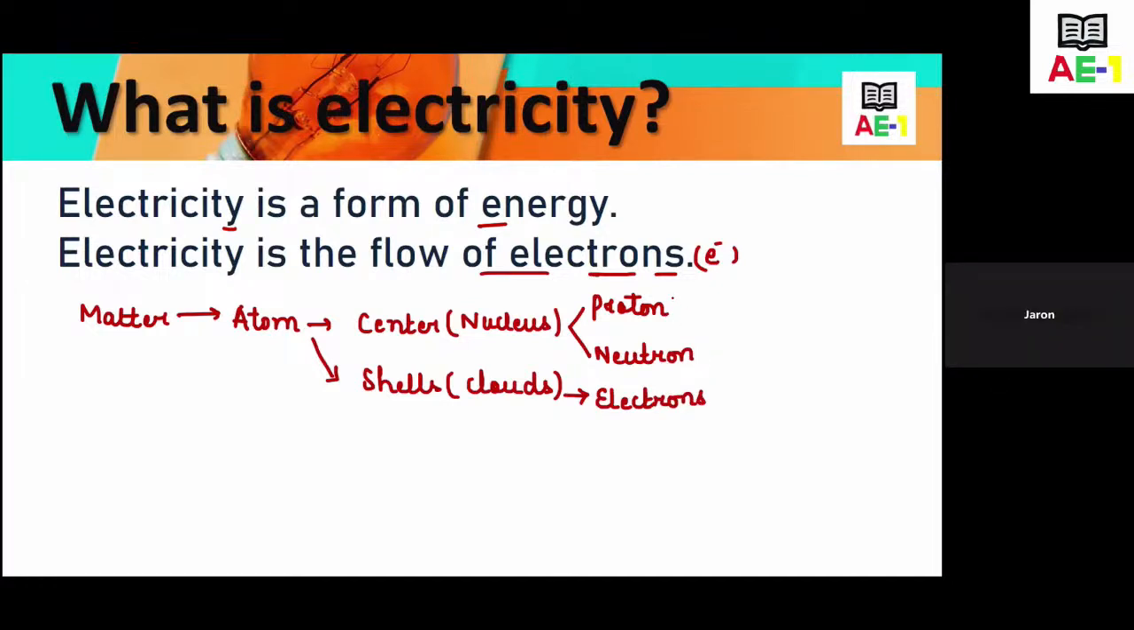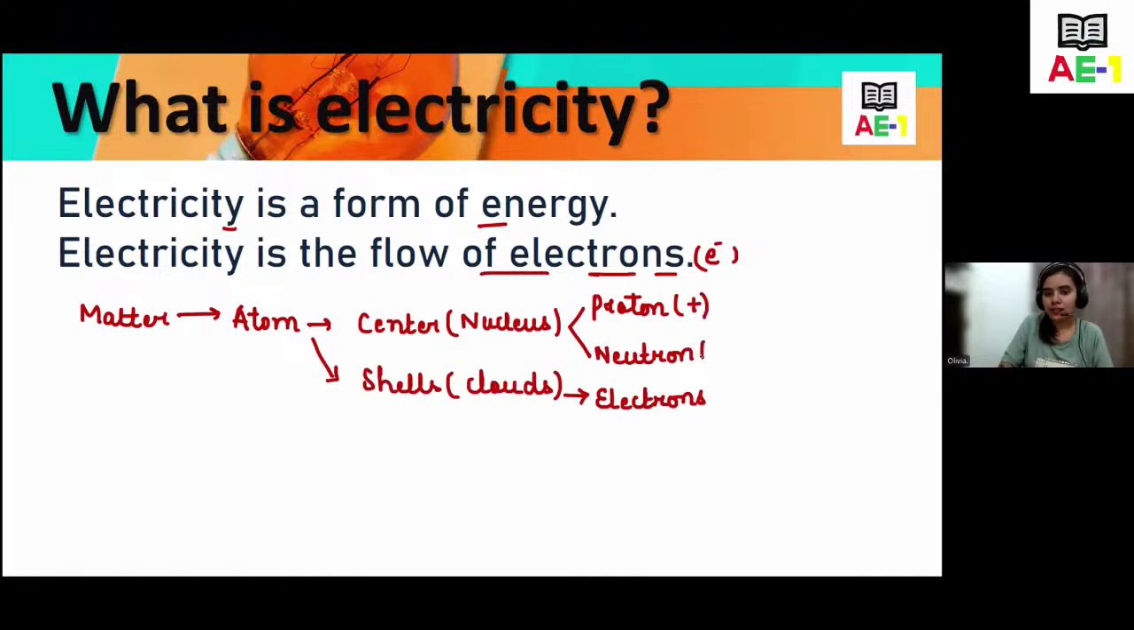I'm writing the charges in brackets. Protons: P stands for proton, P stands for positive. Neutrons are like your neutral. Electrons are like your negative charge, right?